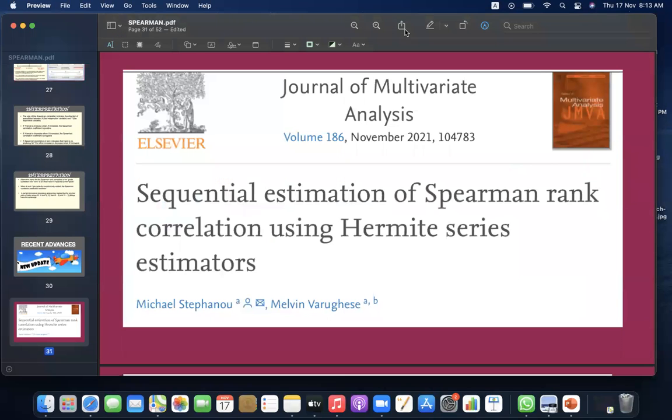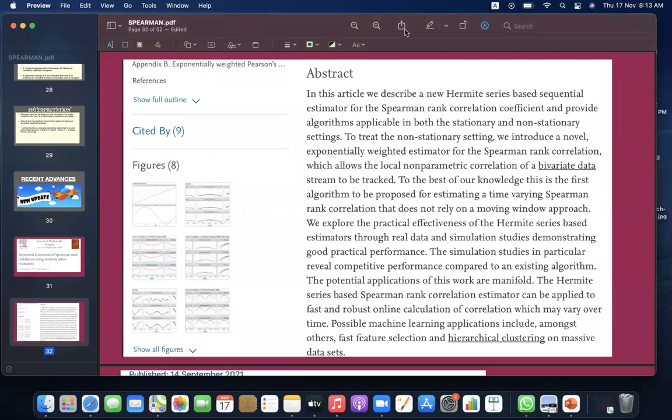Sequential estimation of Spearman rank correlation using Hermite series estimators. Abstract. In this article, we describe a new Hermite series based sequential estimator for the Spearman rank correlation coefficient, and provide algorithms applicable in both the stationary and non-stationary settings. To treat the non-stationary setting, we introduce a novel exponentially weighted estimator for the Spearman rank correlation, which allows the local non-parametric correlation of a bivariate data stream to be tracked.